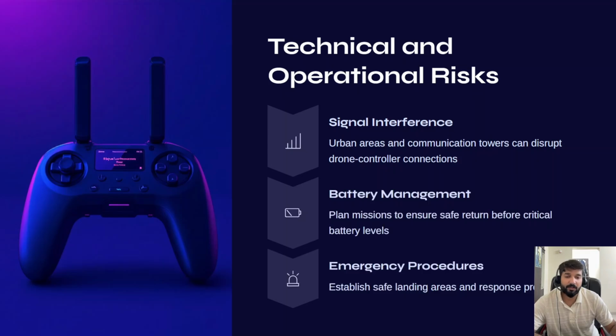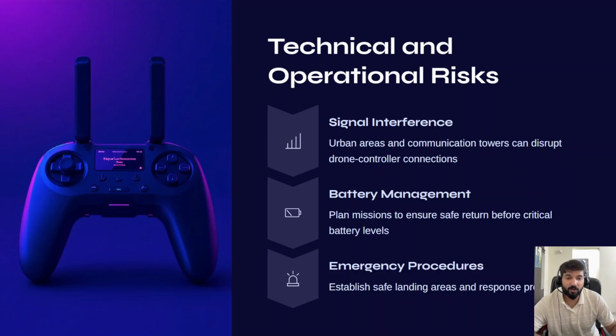Another risk factor is signal interference. In urban areas or near communication towers, radio interference can disrupt the connection between the drone and the controller. Being aware of these conditions helps pilots prepare for potential signal disruptions.